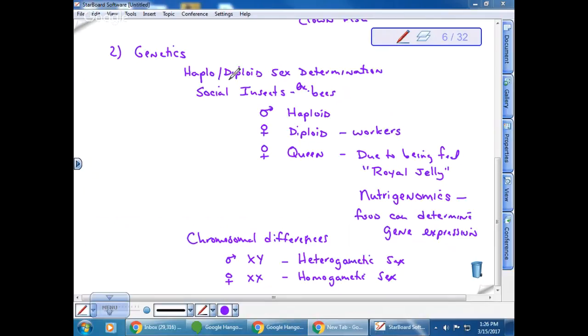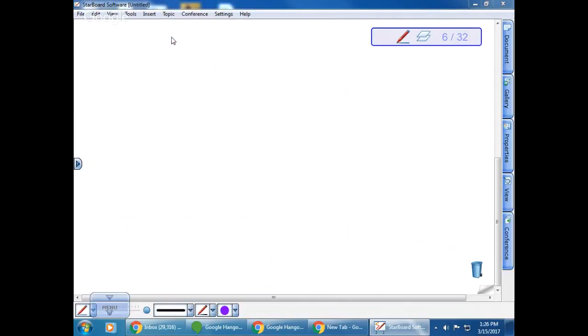Our chromosomal differences are not always this way in all vertebrates. If we look at birds, it's exactly the opposite. In birds, instead of an X and a Y, they have a Z and a W mechanism. So ZW chromosomes are their sex chromosomes.